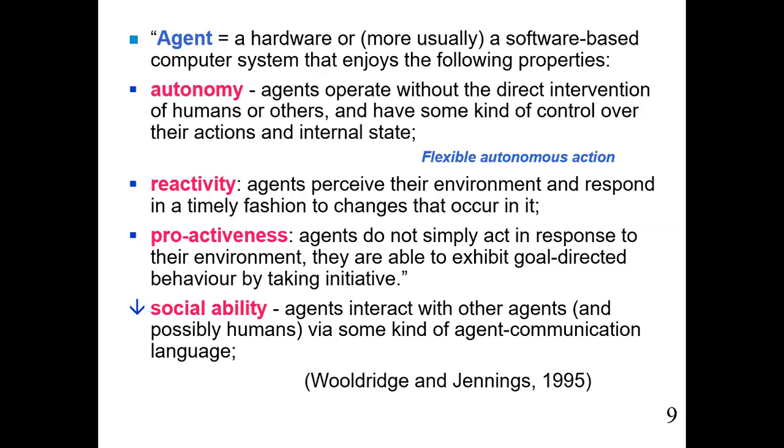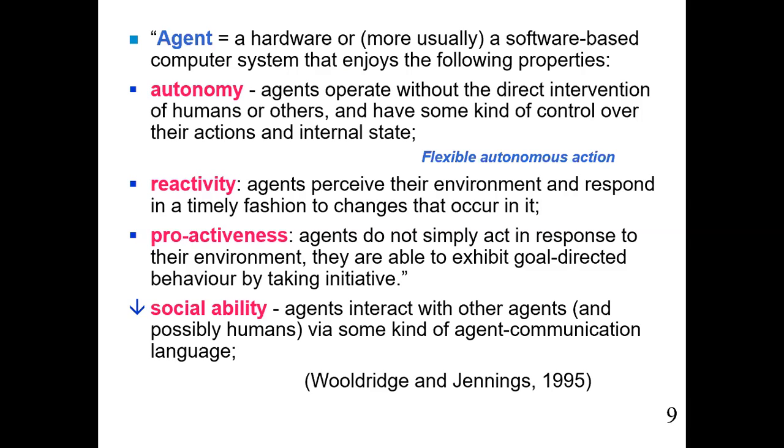You can see here it is either hardware, which can also be an agent, or more usually a software-based computer system that enjoys the following properties. One is autonomy, meaning that agents operate without the direct intervention of humans or others and have some kind of control over their actions and internal state. So according to Wooldridge and Jennings, the agent has these properties: autonomy, that they can operate without the direct intervention of humans or others. It means that it can make decisions or act without intervention from humans.